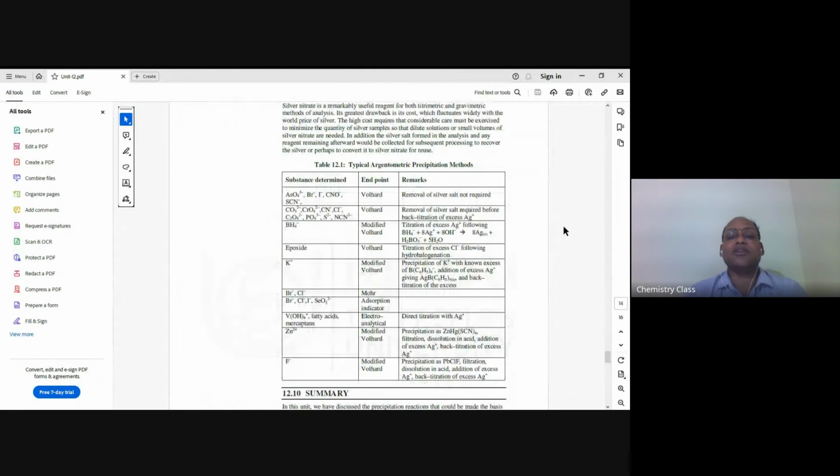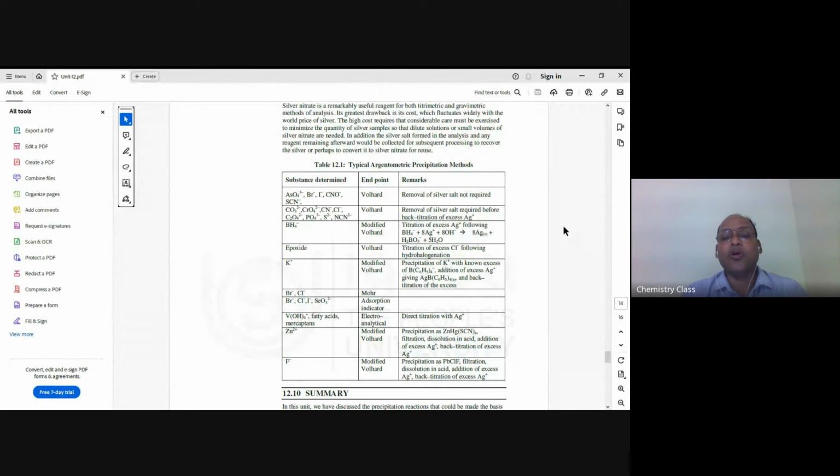So here the substance determined is AsO4 3 minus, Br minus, I minus, OCN minus, SCN minus. Then the endpoint will be Volhard. Remark: removal of silver salt not required. For CO3 2 minus, CrO4 2 minus, CN minus, Cl minus, C2O4 2 minus, PO4 3 minus, S2 minus, NCN2 minus, Volhard is applicable.